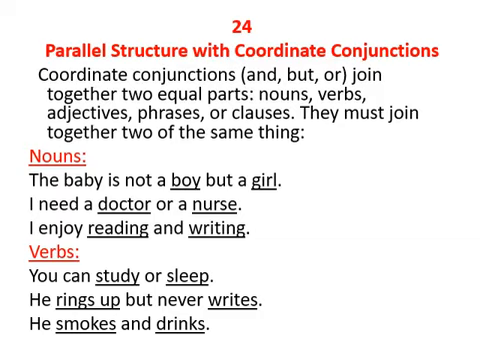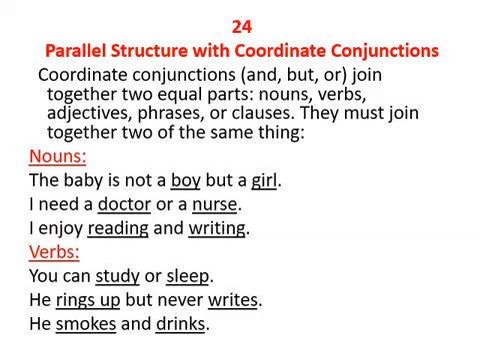طيب قلنا ال coordinate conjunctions اللي هي and, but, or. طيب coordinate conjunctions join together two equal parts. يعني equal parts? Nouns, verbs, adjectives, phrases, or even clauses. They must join together two of the same thing. ما اقدرش اربط noun and verb وزي الجملة اللي فاتت دي. I cannot relate the infinitive to swim and the present participle اللي هو reading.